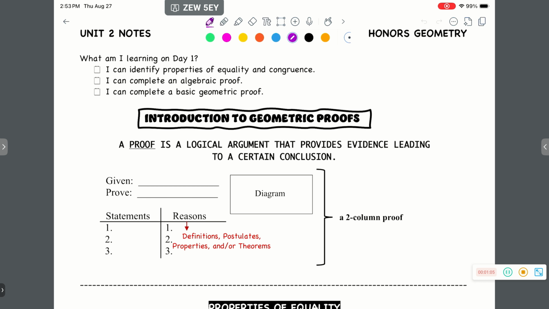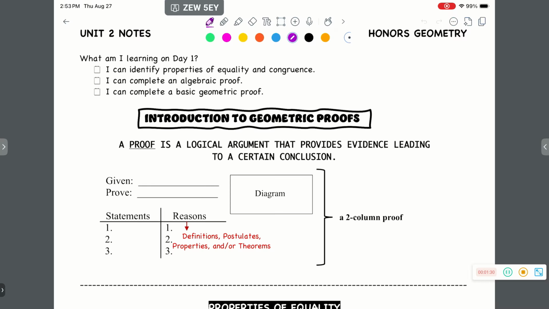Then the second column is the reasons column. It's also known as the justification column. This is where you have to justify every single minute step of math work that you have written down in your statements column. Okay, this is why I told you guys in Unit 1 to start training your brains. As soon as you write something down, ask yourself what allows you to do that, because that's what's preparing us for this.